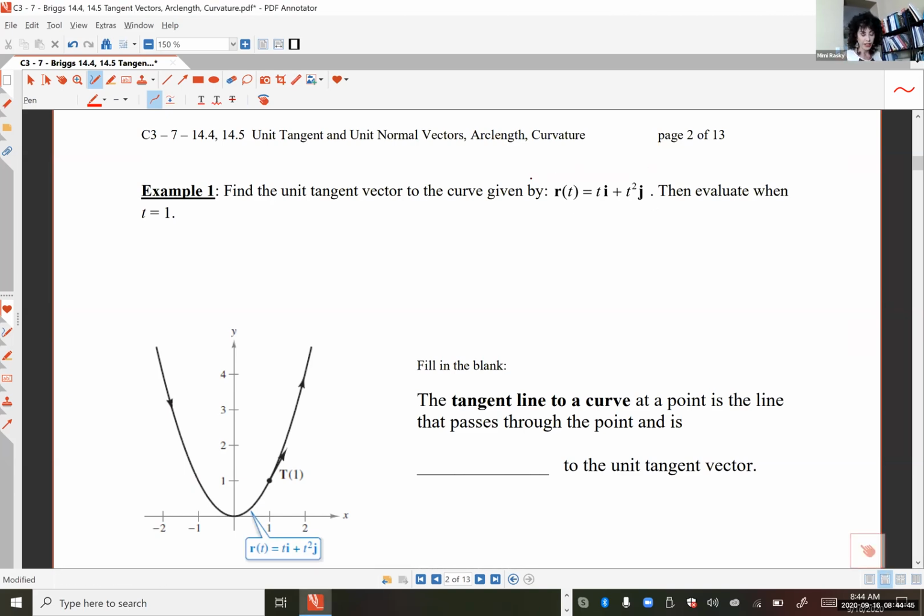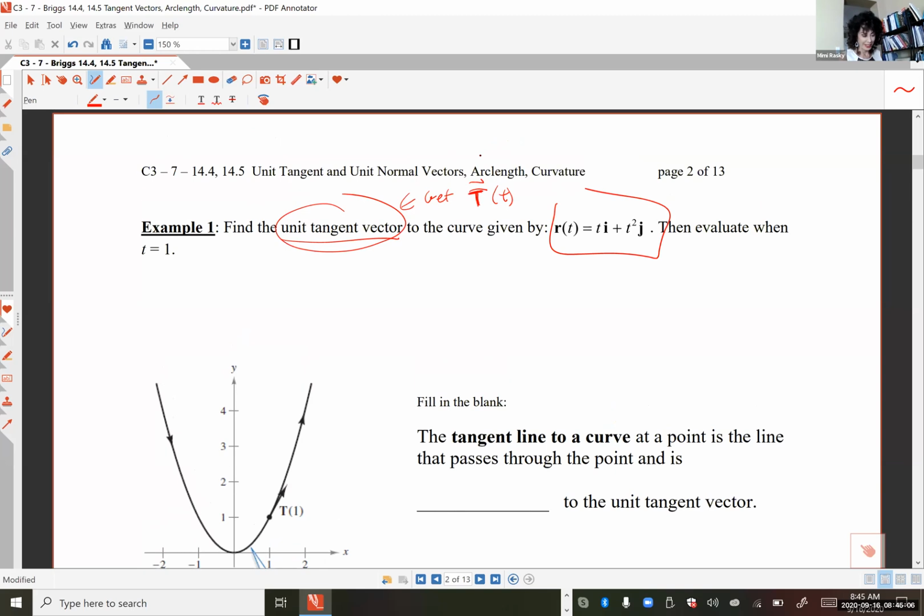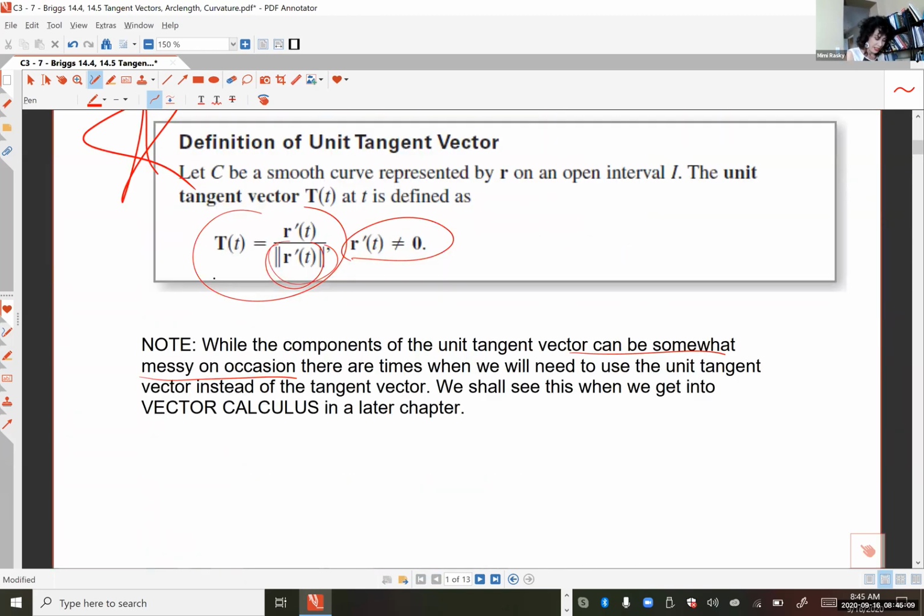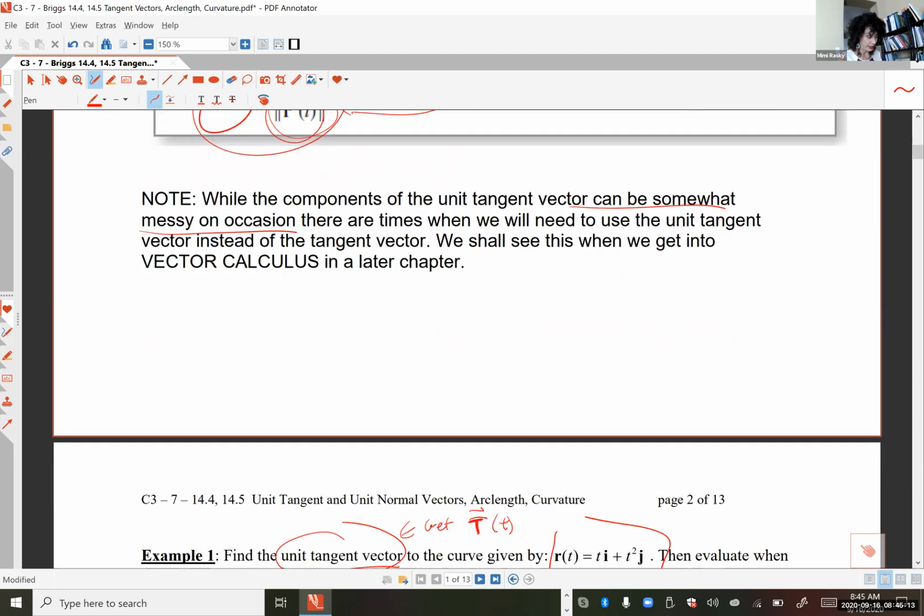So here's a vector valued function right here. It's pretty easy, a two-dimensional one. They want us to get T of t. So big T, and I want you to get this notation. If I ask you to get big T, don't email me and say, I don't know what big T is. We just said what it is in the previous definition. Big T is basically the unitized velocity vector. That's the notation.